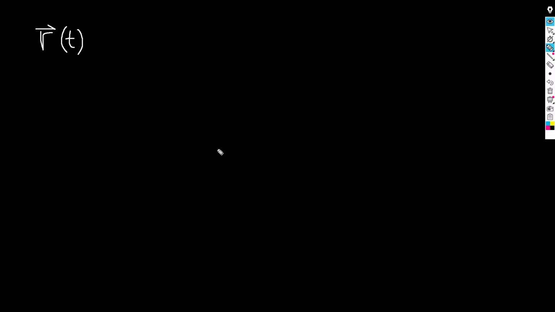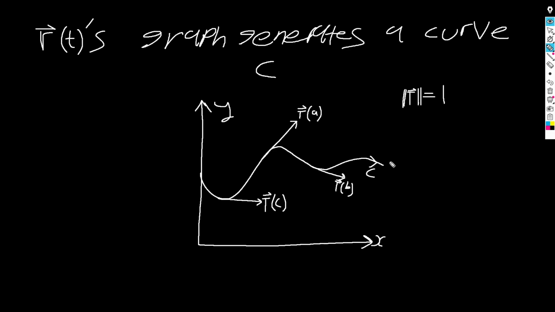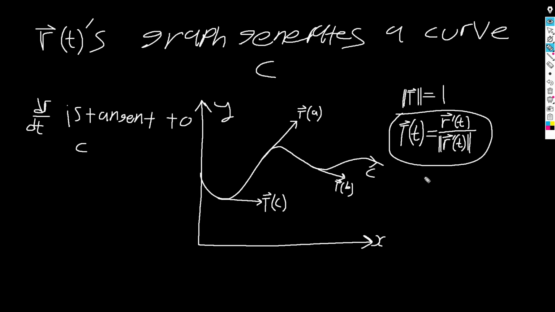Alright, so say we have this function r of t right here. r of t's graph generates a curve C. And so we want to find the vector tangent to the curve C at any t value such that the norm of the tangent vector is 1. Well, we already know that the derivative of r with respect to t is tangent to C. So now we just have to normalize the derivative of r. We'll do that by dividing the derivative of r by the norm of its derivative, and that gets us this right here. So now we have a definition for the unit tangent.